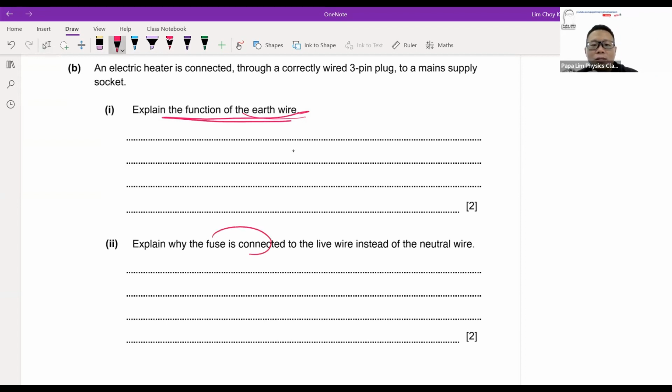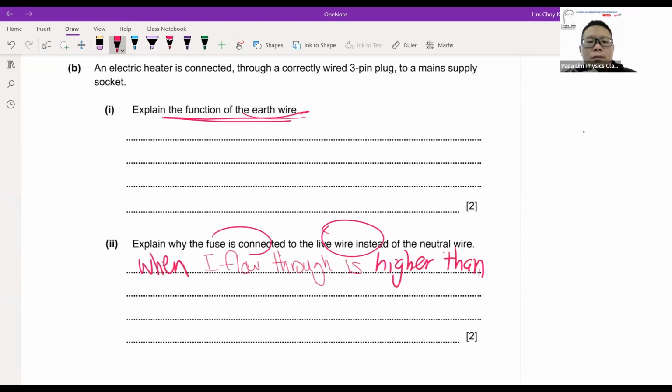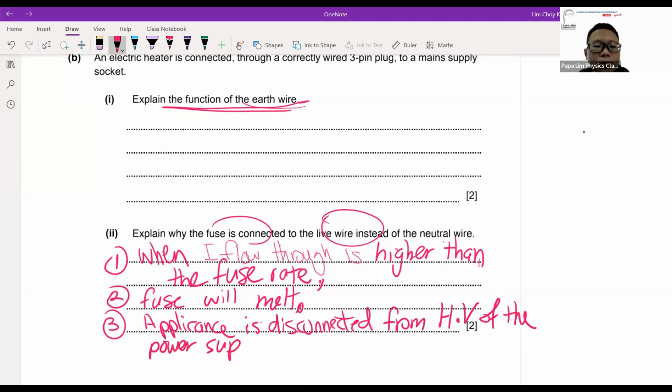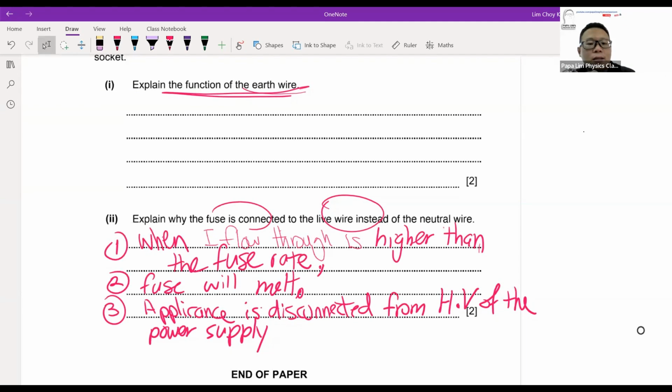Why is the fuse always connected in the live wire instead of the neutral wire? Let's run through it. Why do I want the fuse in the live wire? It's because when there is a high current, higher than the fuse rating, the fuse will melt. So the appliances will be disconnected from the high voltage of the power supply. By disconnecting the appliances from the high supply, if a person touches it, no electrocution will occur.